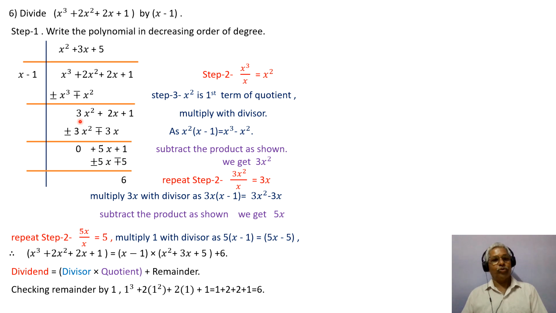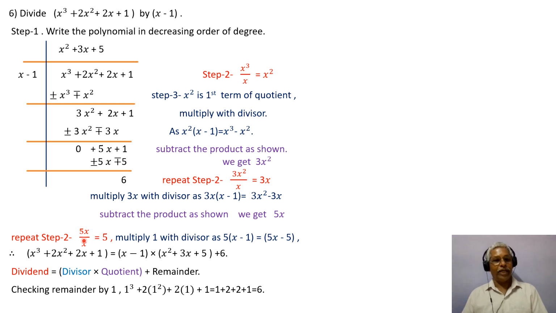Now repeating the second step, 3x square upon x. Here we get 3x. This is the second term of the quotient, 3x. So 3x into x is 3x square, and 3x into minus 1 is minus 3x. So you change the sign, this cancels, and you get plus 2x plus 3x is 5x plus 1.